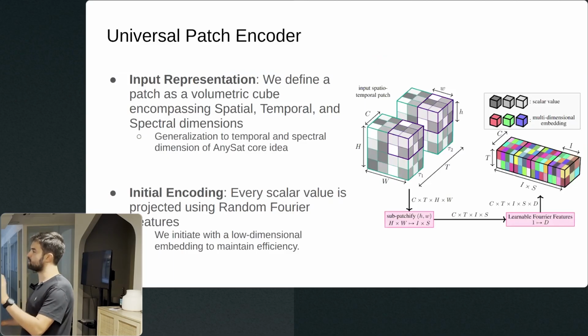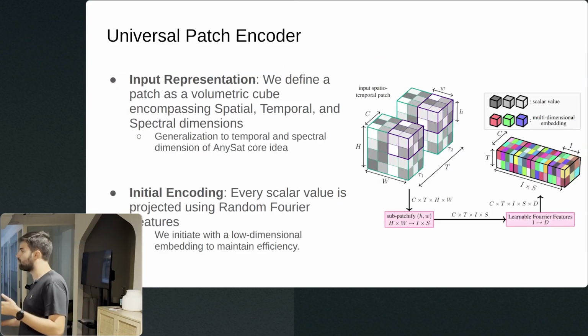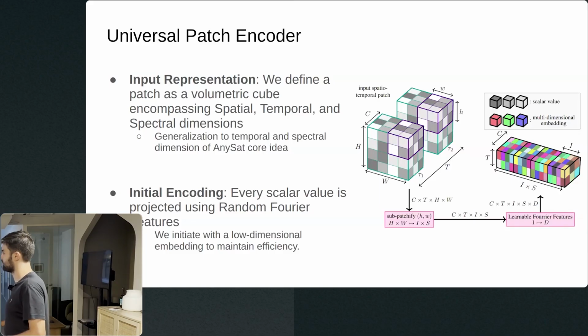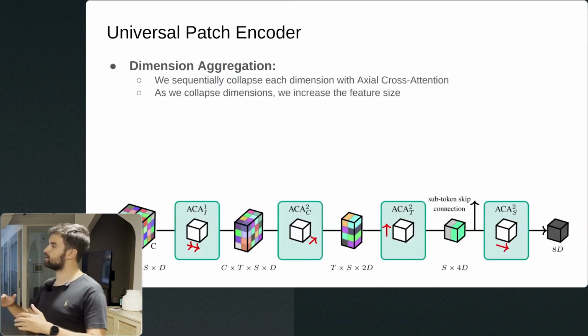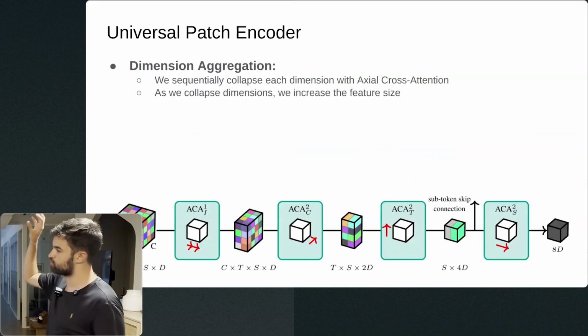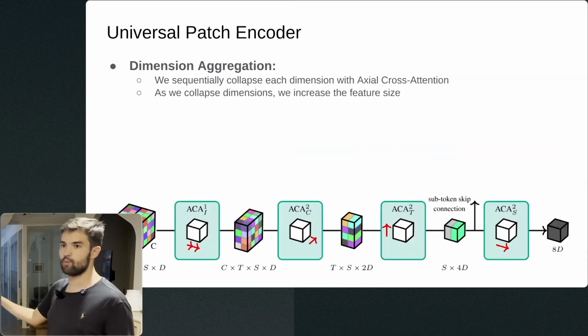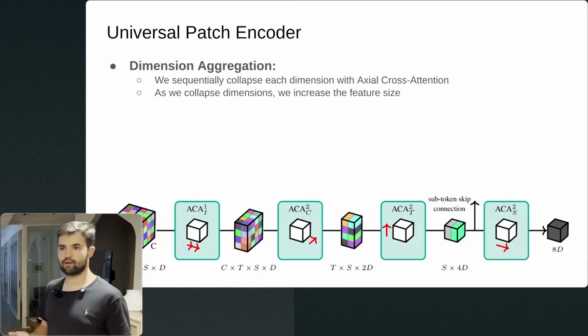And we're going to project this scalar value to a certain dimension that we keep low because it's quite an expensive step, to have just an embedding of each scalar value along the three axes. And we define the Universal Patch Encoder, which will be an encoder that is able to process any type of cube to only one embedding. For this, we're going to just sequentially collapse every dimension with an axial cross-attention.